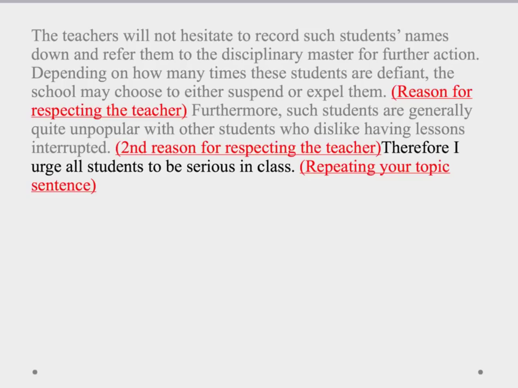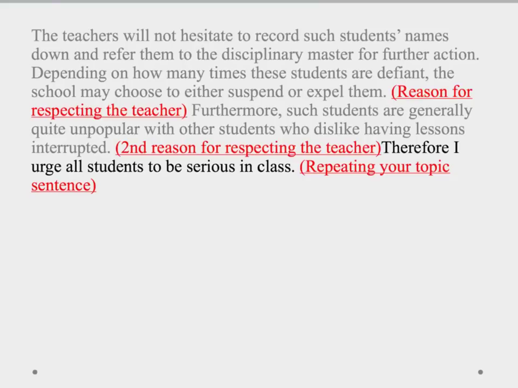And of course, what's so bad about misbehaving in class? I say that teachers will not hesitate to record such students' names down and refer them to the disciplinary master for further action. Depending on how many times these students are defiant, the school may choose to either suspend or expel them. So that's my reason for respecting the teacher.